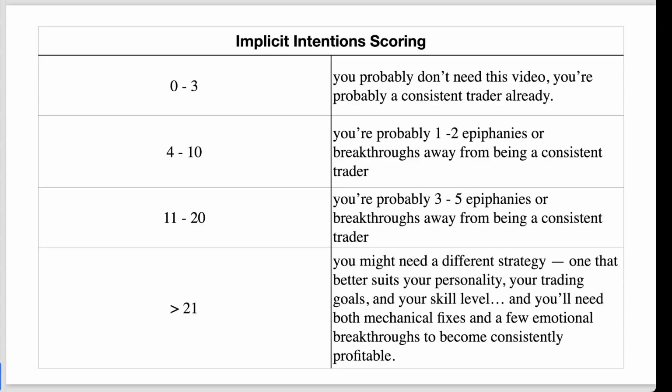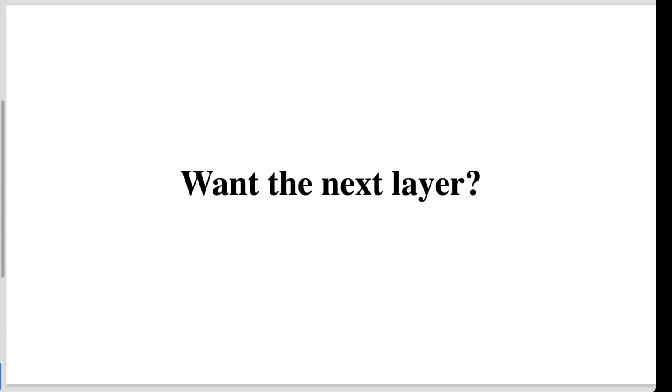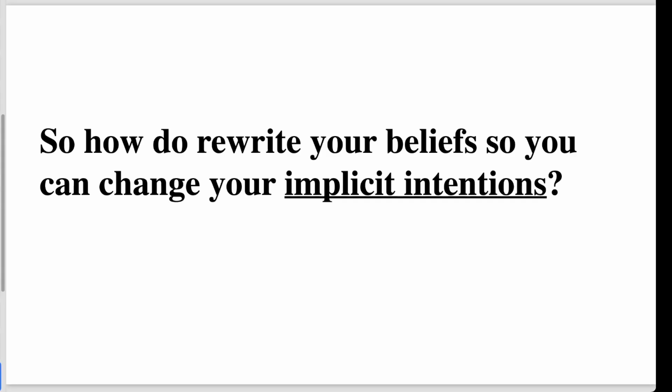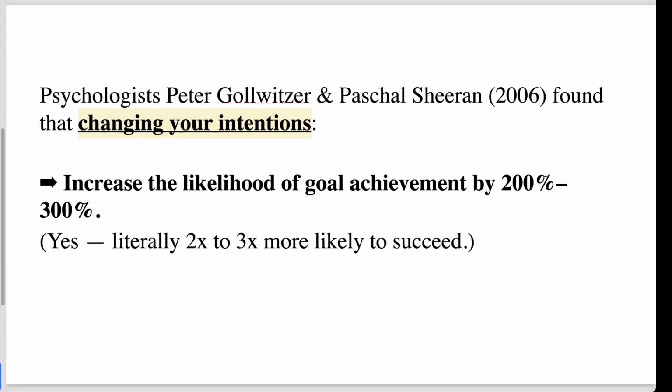Now, let's figure out how you can get these epiphanies and how you can change and rewrite your implicit intentions. You rewrite your beliefs for your implicit intentions. Ready for this next layer? Here we go. So how do you rewrite your beliefs so you can change your implicit intentions? This is where the magic happens.